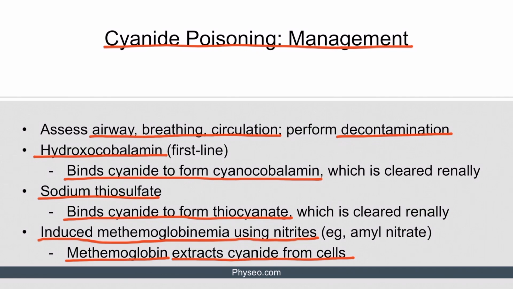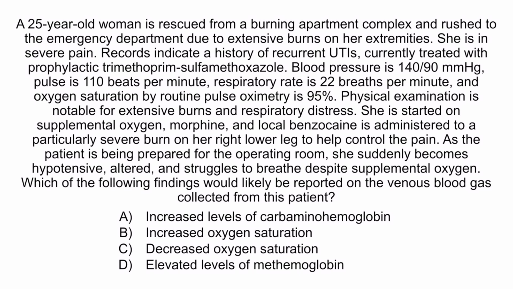All right, now that we've covered the information, let's conclude this lecture with a board-style question. A 25-year-old woman is rescued from a burning apartment complex and rushed to the emergency department due to extensive burns on her extremities. She is in severe pain. Records indicate a history of recurrent UTIs, currently treated with prophylactic trimethoprim sulfamethoxazole. Blood pressure is 140/90 millimeters of mercury, pulse is 110 beats per minute, respiratory rate is 22 breaths per minute, and oxygen saturation by routine pulse oximetry is 95%. Physical examination is notable for extensive burns and respiratory distress.